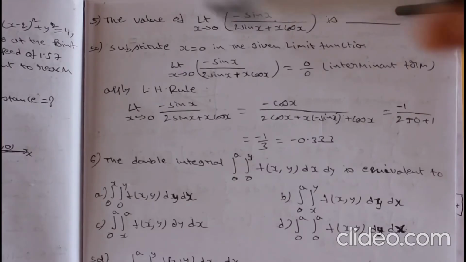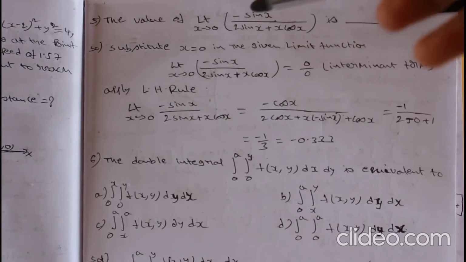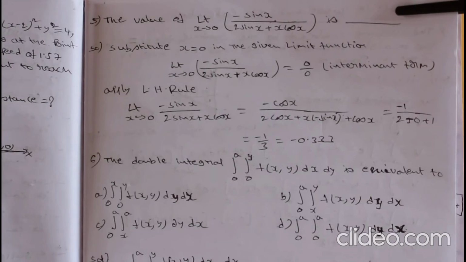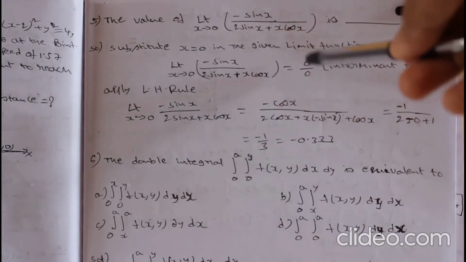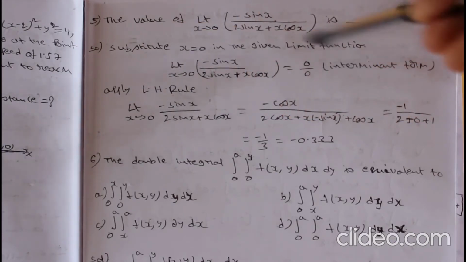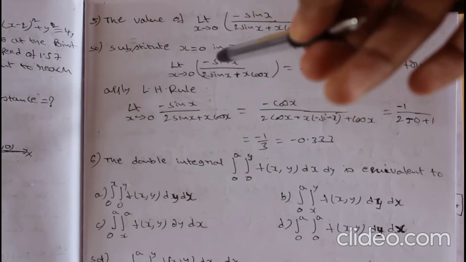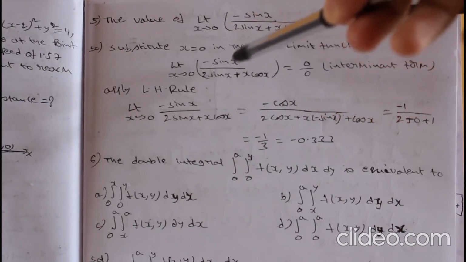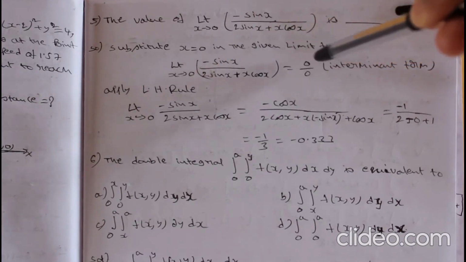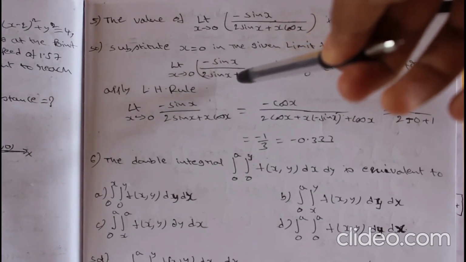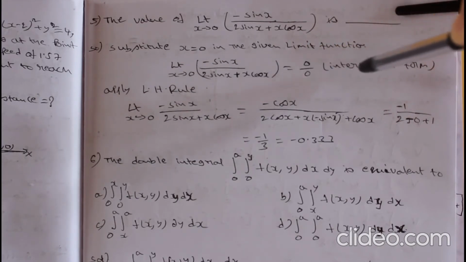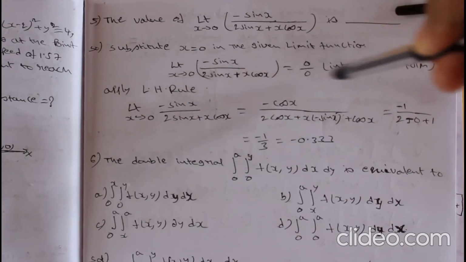Look at question number 5. The value of the limit as x tends to 0 of (minus sin x) by (2 sin x plus x cos x) is. So substitute x equal to 0 in the given limit function. Sin 0 is nothing but 0, so the numerator is 0, and the denominator, 2 sin 0 plus 0 into cos 0, is also 0. So it is an indeterminate form, 0 by 0, we got.